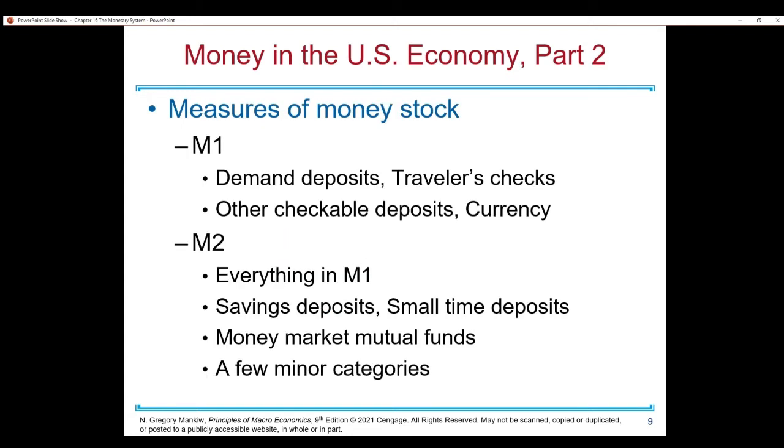There's a separation in the money stock, M1 and M2. M1 is going to have our demand deposits, traveler's checks, other checkable deposits, and our currency, of course. M2 is everything in M1, but it also adds in savings deposits, small time deposits, money market mutual funds, and a few other minor categories. The differences between M1 and M2 are not super important for our discussion, but knowing what our money is, the roles it plays, and the different types of money available is important.